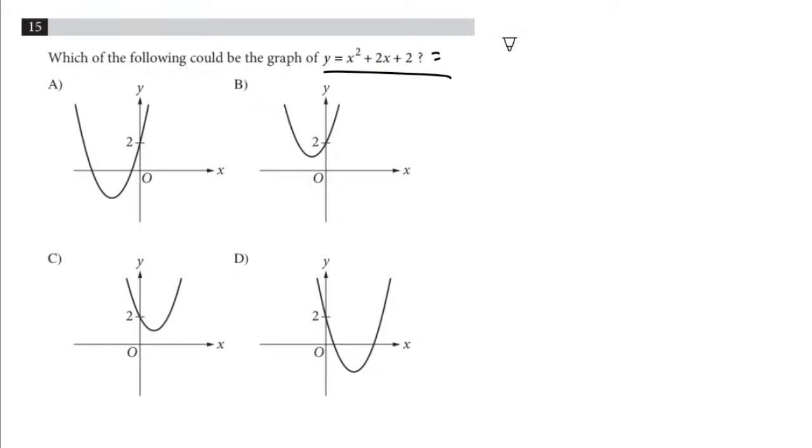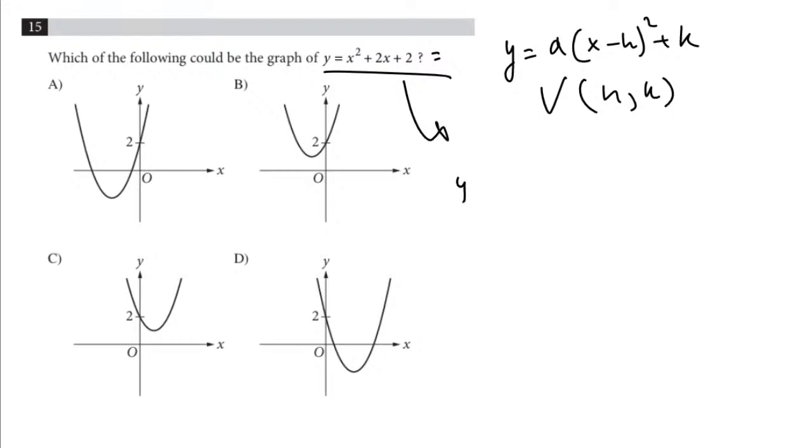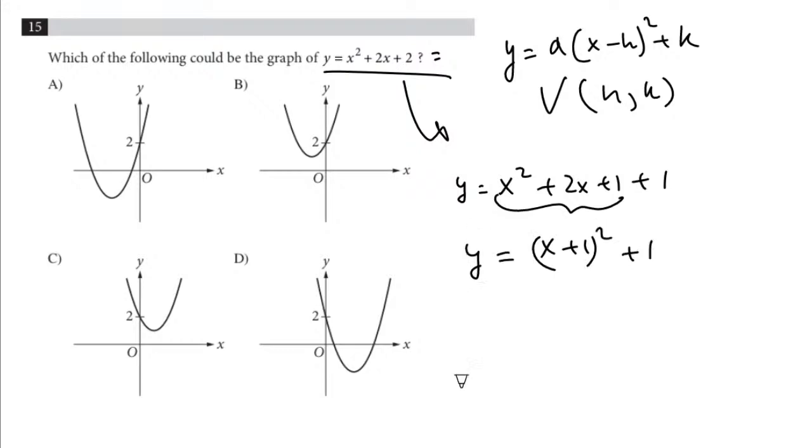We know that if y equals a(x minus h) squared plus k, then the vertex is (h, k). So let's rewrite it here. y equals x squared plus 2x plus 1 plus 1. Because this makes up our identity, y equals (x plus 1) squared plus 1. So from here, h equals minus 1, k equals 1.